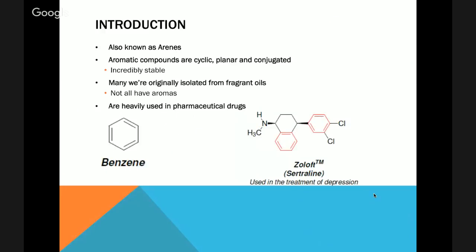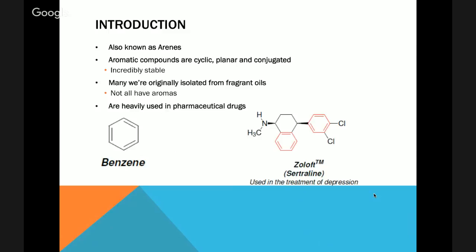So aromatic compounds are also known as arenes. They're cyclic, planar, and conjugated, which makes them incredibly stable. They were originally isolated from fragrant oils, which is where they get their name. Aroma, aromatic, same root. But not all of them smell good, so not all of them have that aroma they're so well known for. And they're heavily used in pharmaceutical drugs.